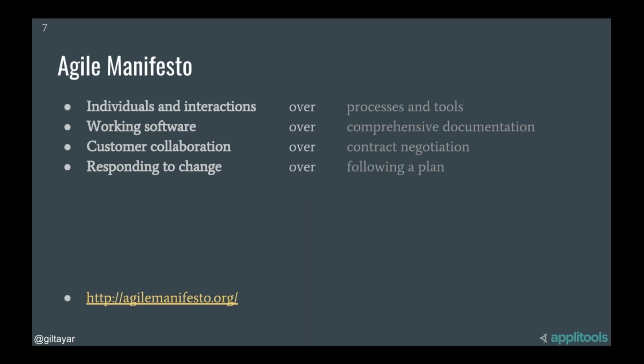The Agile Manifesto. The Agile Manifesto is a one-page, agilemanifesto.org. It's a one-pager which talks about 4 things. It doesn't talk about Scrum. It doesn't talk about Kanban. It just talks about 4 principles. Individuals and interactions over processes and tools, working software over comprehensive documentation, customer collaboration over contract negotiation, and responding to change over following a plan.